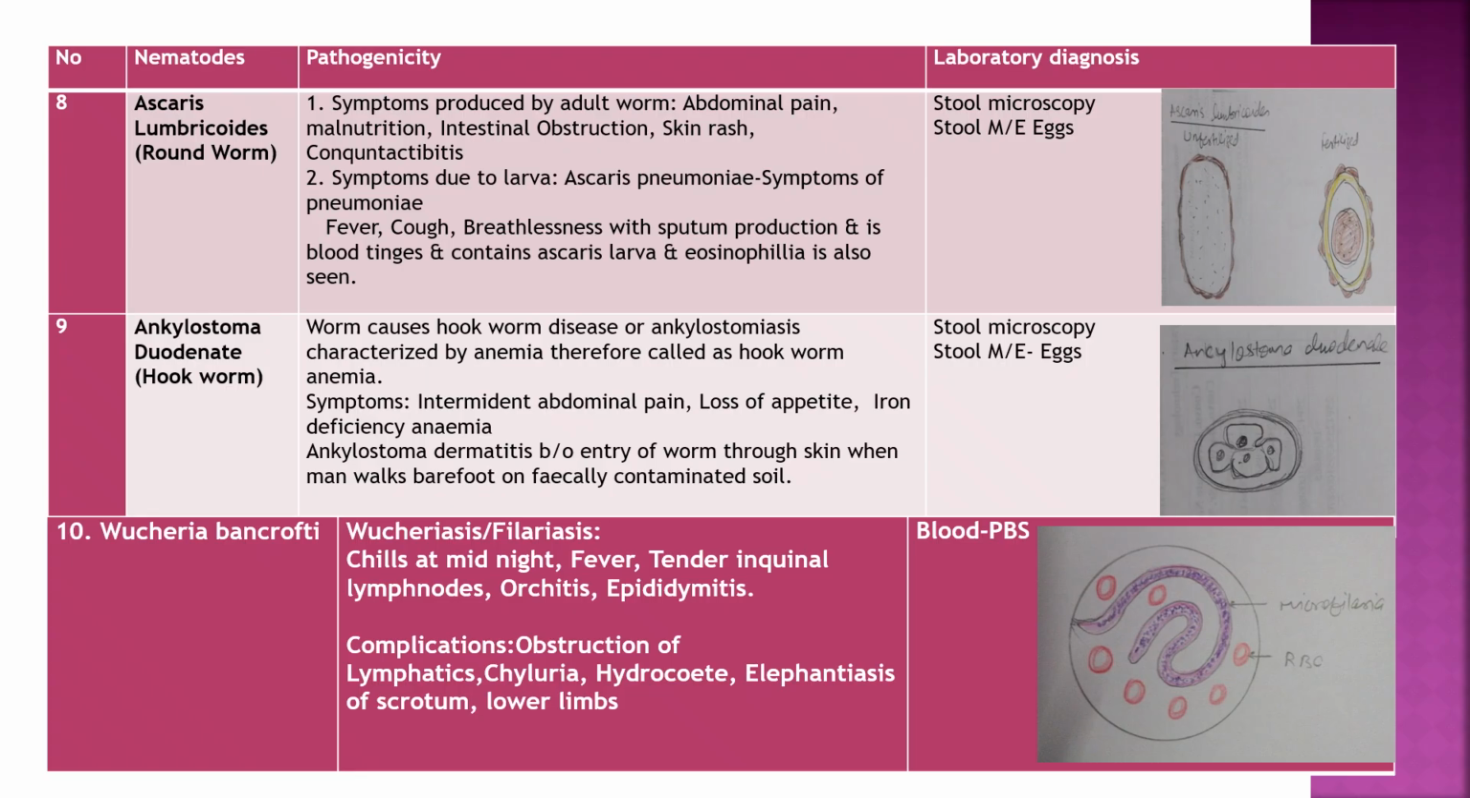Wuchereria bancrofti, filariasis: chills at midnight, fever, tender regional lymph nodes, orchitis, epididymitis. Complications: obstruction of lymphatics, chyluria, hydrocele, elephantiasis of scrotum and lower limbs. Blood PBS, microfilaria.